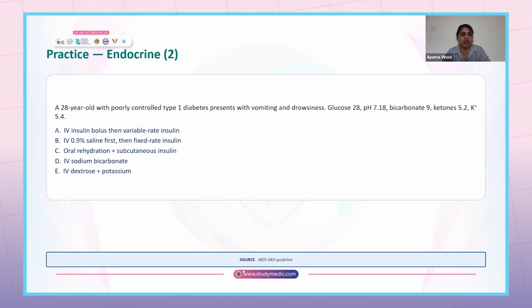So what will you give first? Will you give insulin bolus and then variable rate insulin, or will you treat with saline and then fixed rate insulin, or will you give oral rehydration with subcutaneous insulin, or IV sodium bicarbonate, or IV dextrose and potassium?